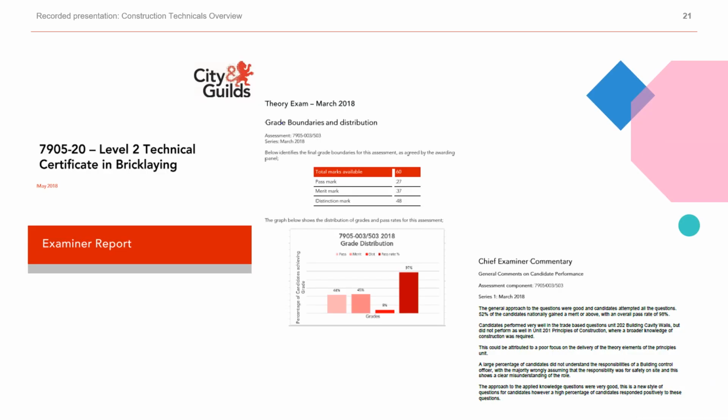We've also got, as I mentioned earlier, examiners reports. This one's the bricklaying level 2, and this is the March exam, and it gives a breakdown of the grades that were allocated for that particular cohort of learners that took the exam on a national basis, and it gives you the pass rates. So some useful information there for you.